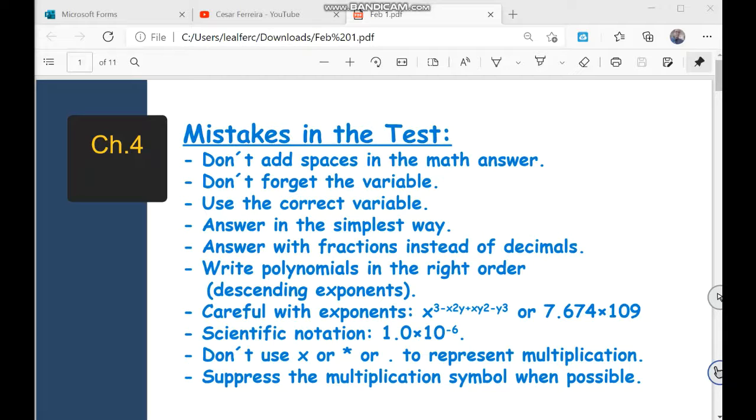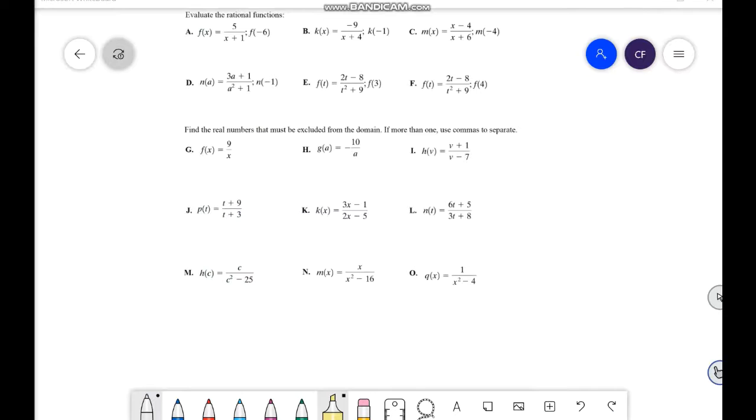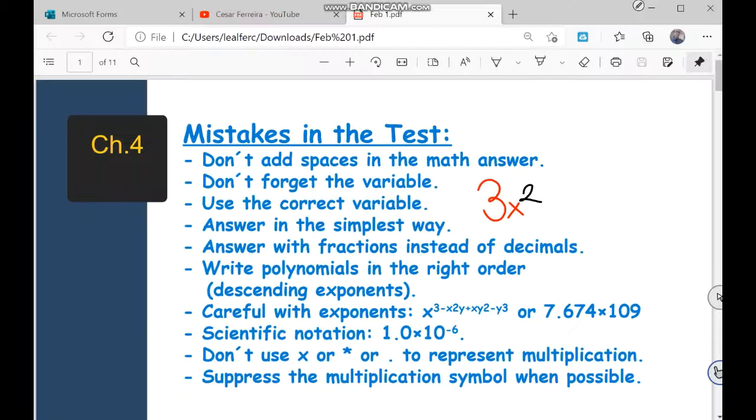Don't forget the variable, and this is a very silly mistake some students made. They write the coefficient and they write the exponent and they forget to write the variable. Very, very silly mistake. Be sure to remember about the variable, write the variable.